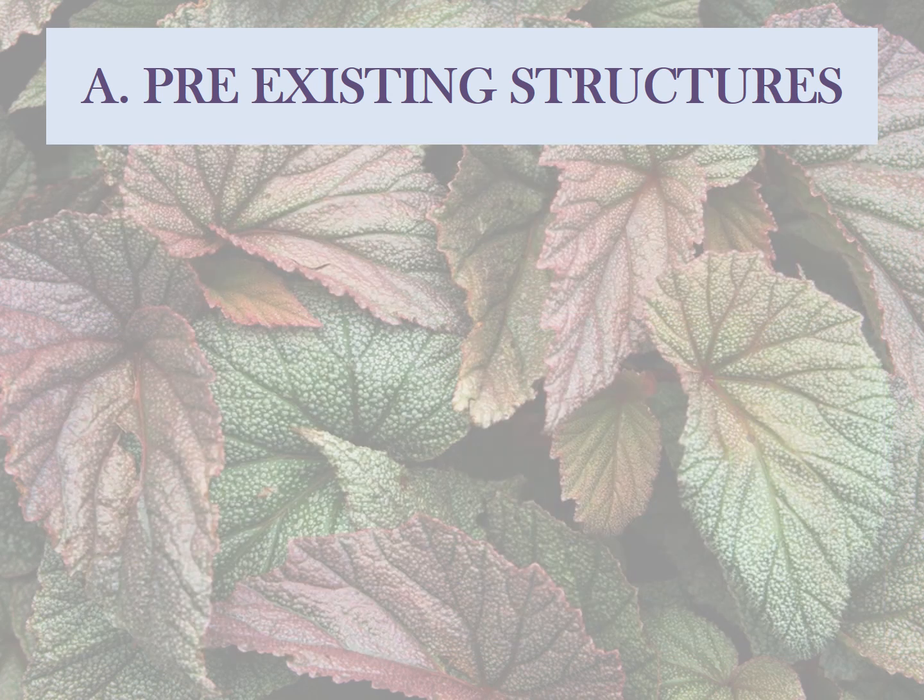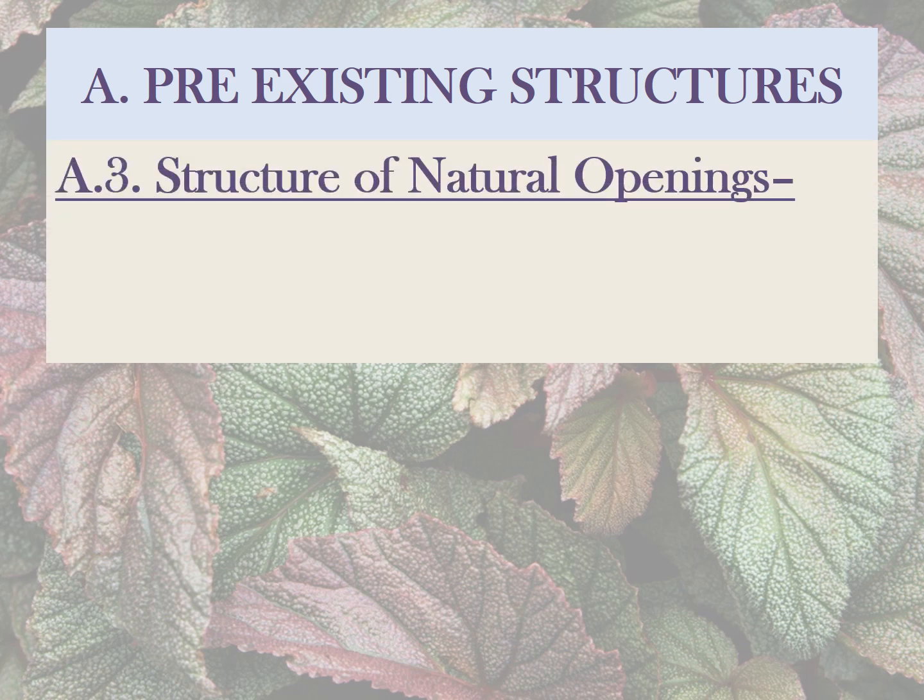The third pre-existing structural defense mechanism is the structure of natural openings. Though stomata, lenticels, hydathodes are openings which are present normally, and they allow several pathogens to come inside the plant. In some cases, they also prevent the entry of the pathogen. One such example is the Zinc variety of citrus plants, which is resistant to citrus canker. Now, the citrus canker pathogen, that is Xanthomonas, enters through the stomata.